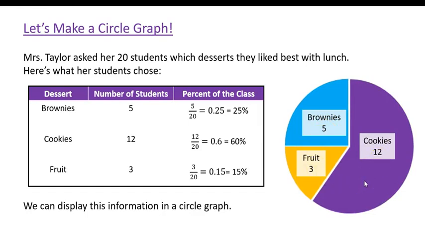But usually in a circle graph, we have percents, not numbers of students. So we're going to write this with 25% of the class chose brownies, 60% chose cookies, and 15% chose fruit. If you add those percentages together, you get 100%, which would be the whole group in the circle.